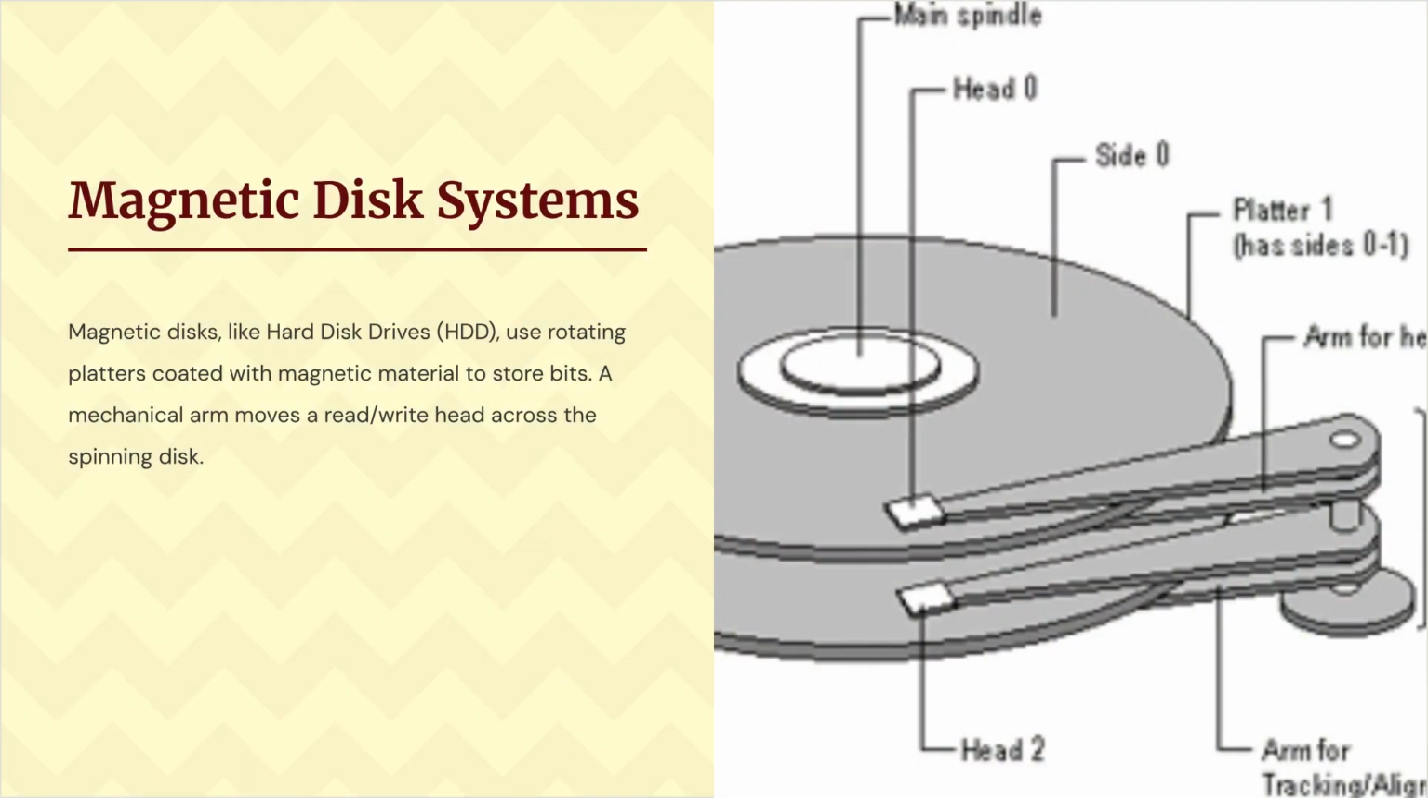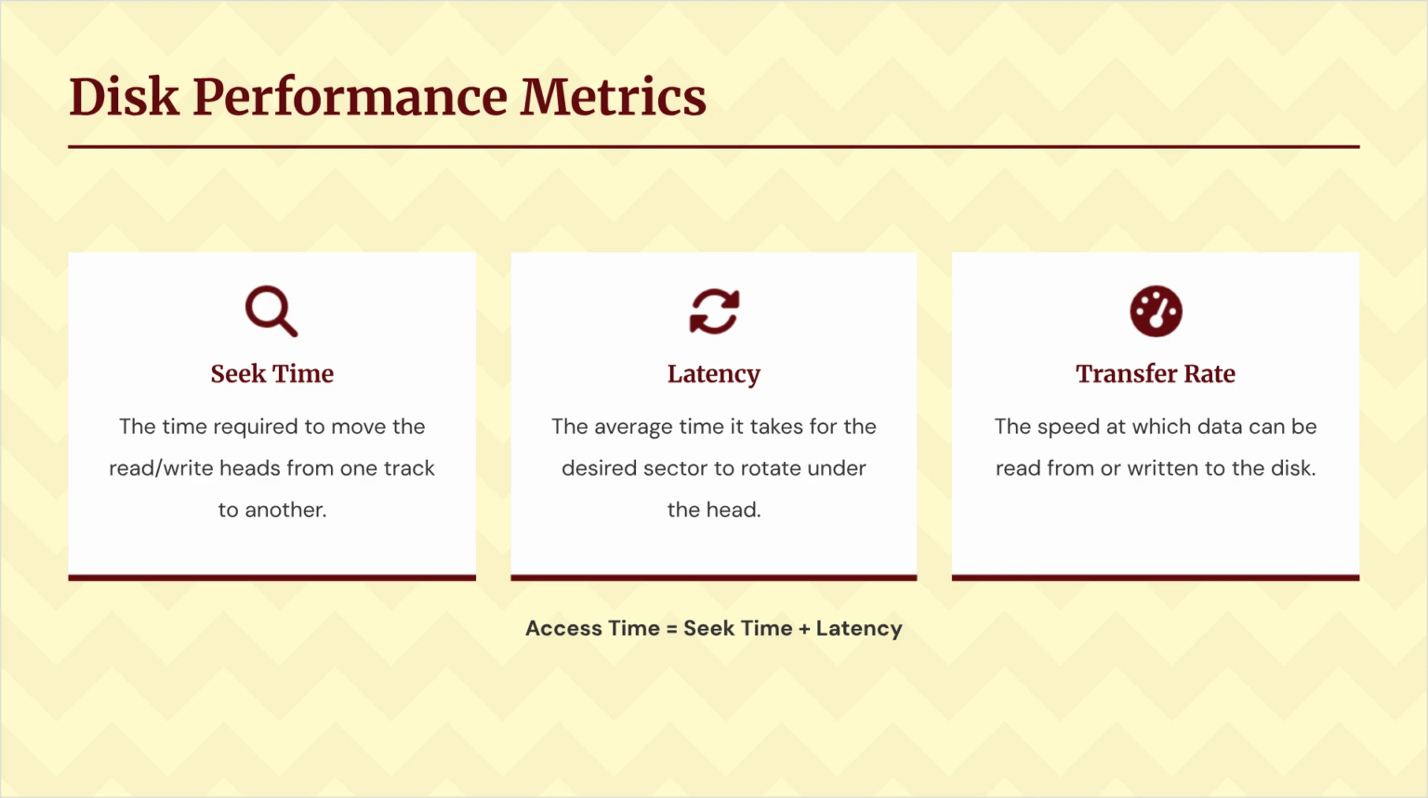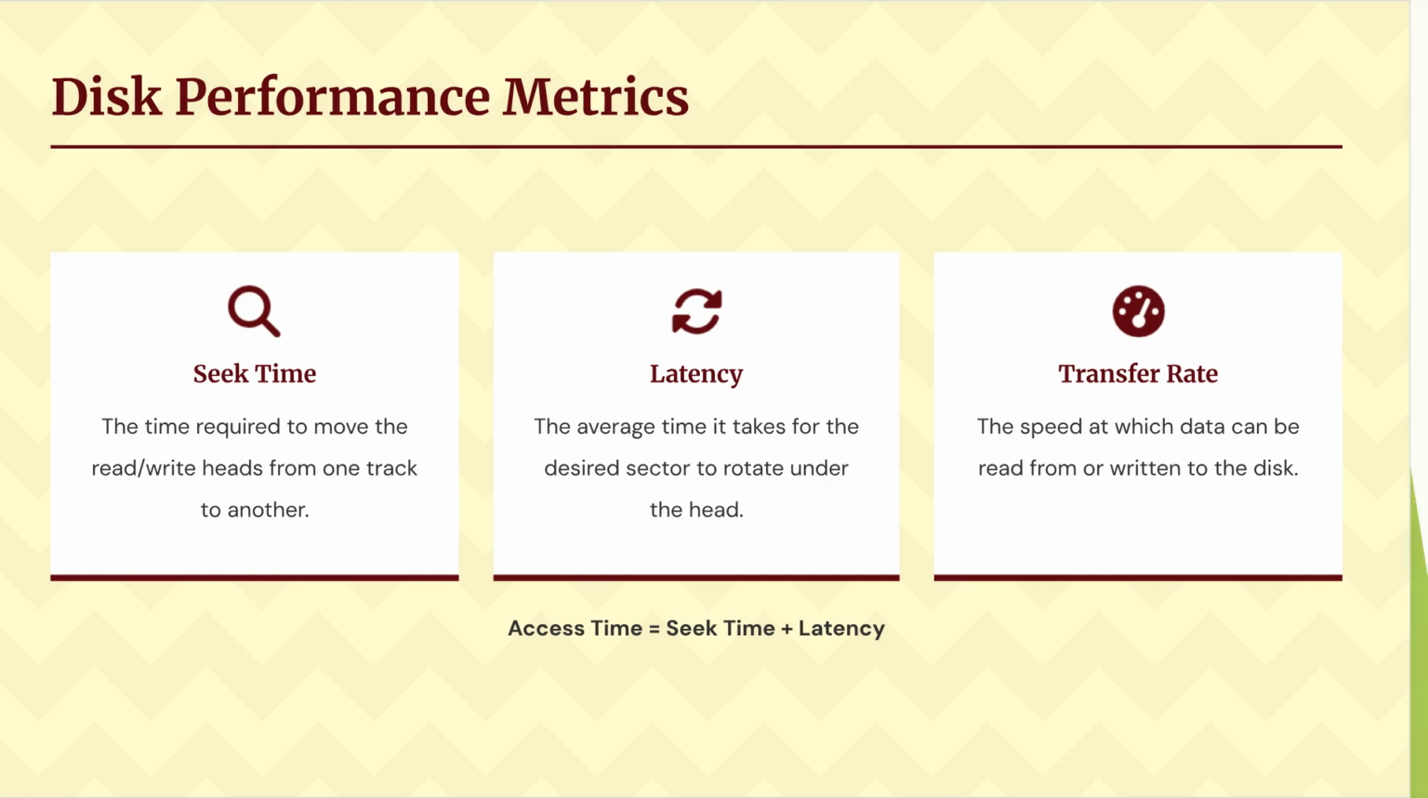Magnetic disks, such as hard disk drives, use rotating platters with magnetic coatings to store bits. A mechanical arm with a read/write head moves across these spinning disks to access tracks, sectors, and cylinders. Key performance metrics for these disks include seek time, the time to move the head to a track, latency, the time for the sector to rotate to the head, and overall transfer rate.